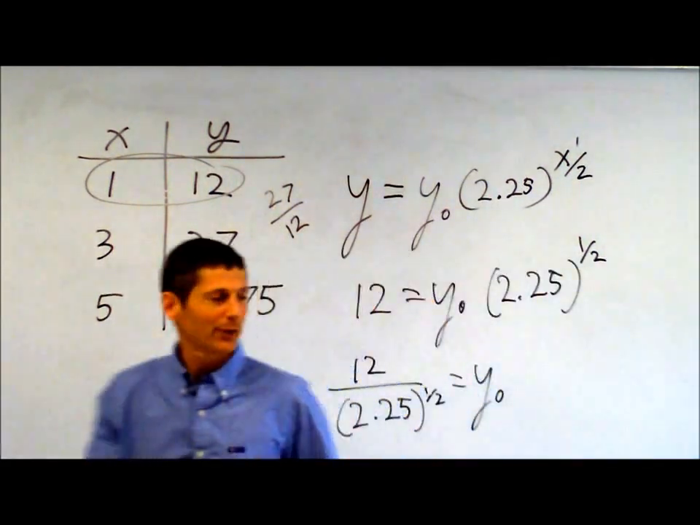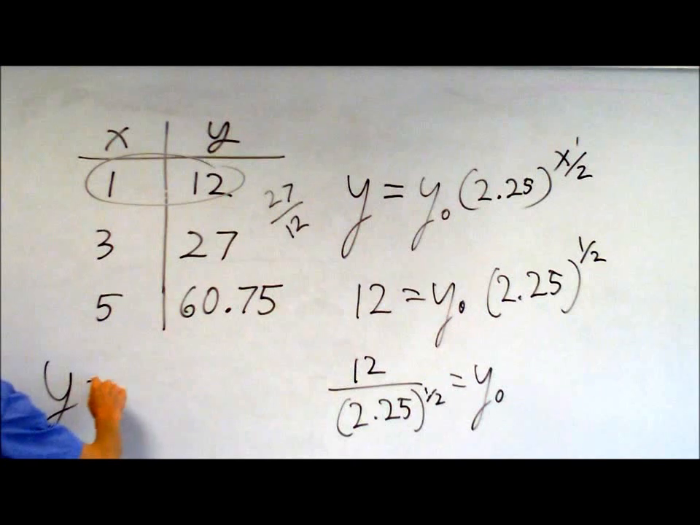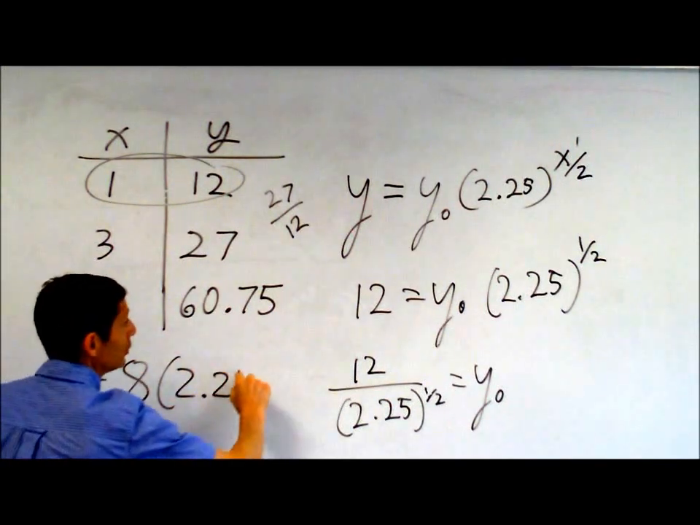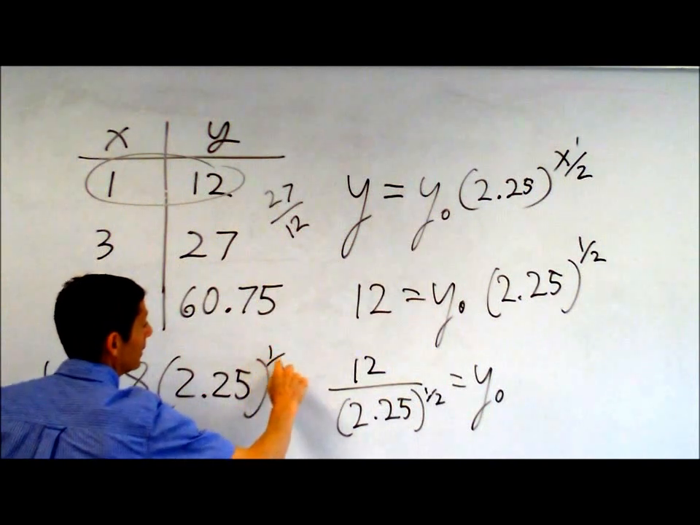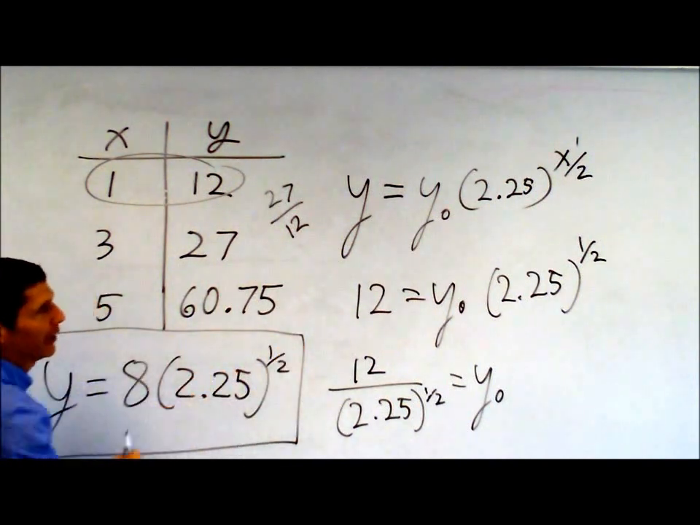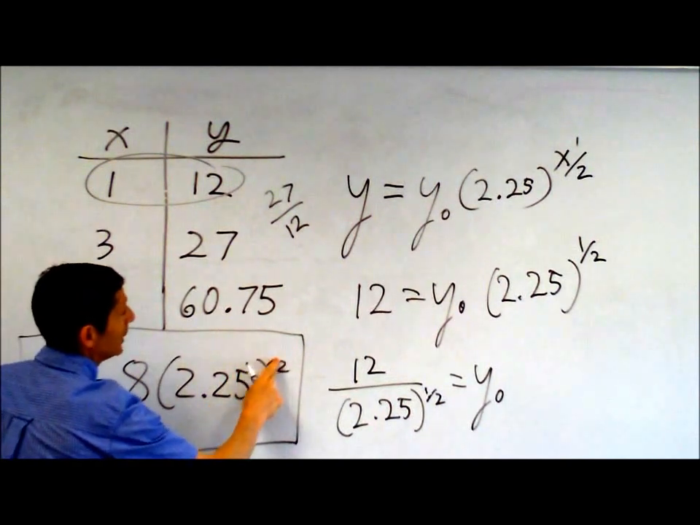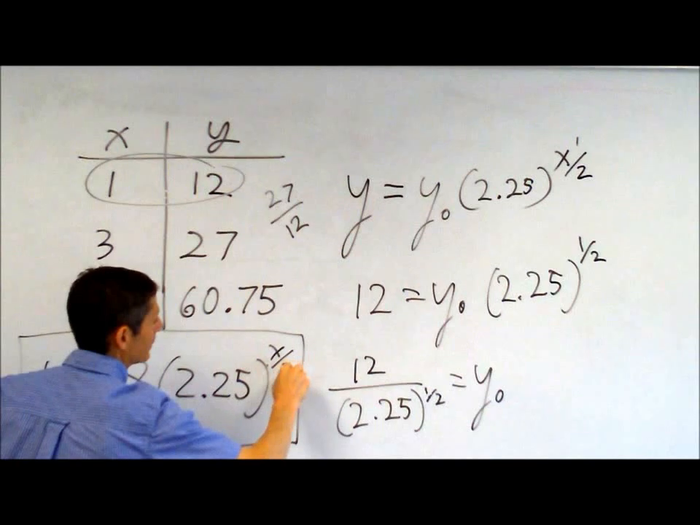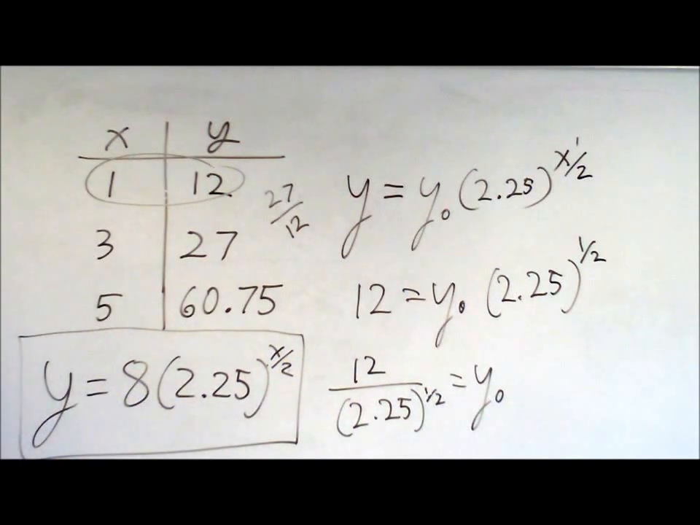Isn't that nice? All right. So I'm going to write the whole equation. Y equals 8 times 2.25 to the 1/2, oh, not 1/2, I'm sorry. To the x over 2, or 1/2 x. Yeah, terrific. Very nicely done.